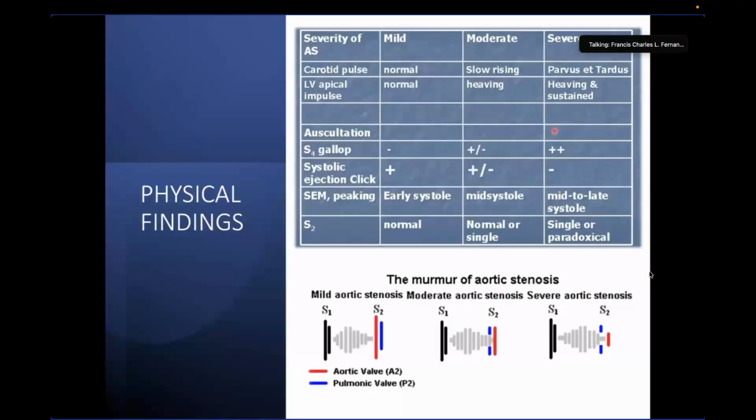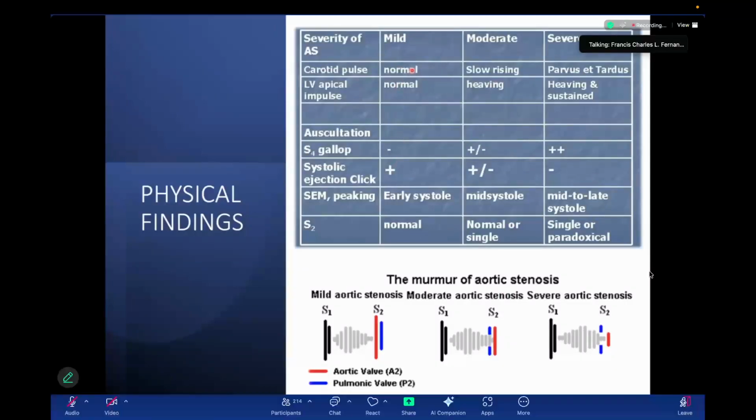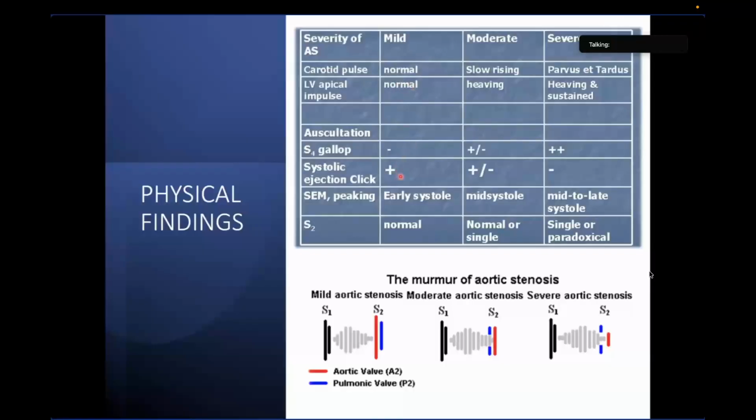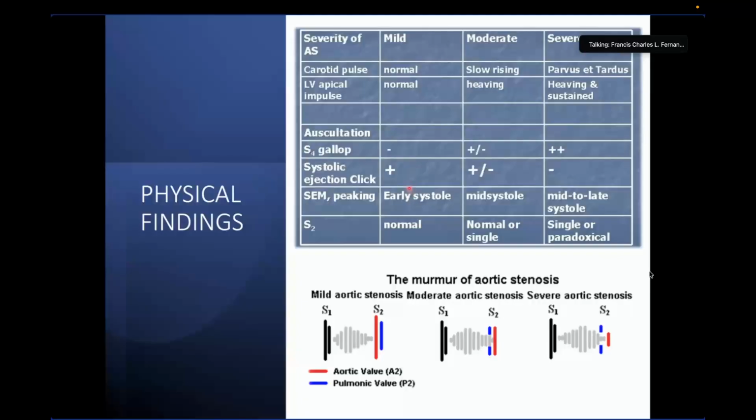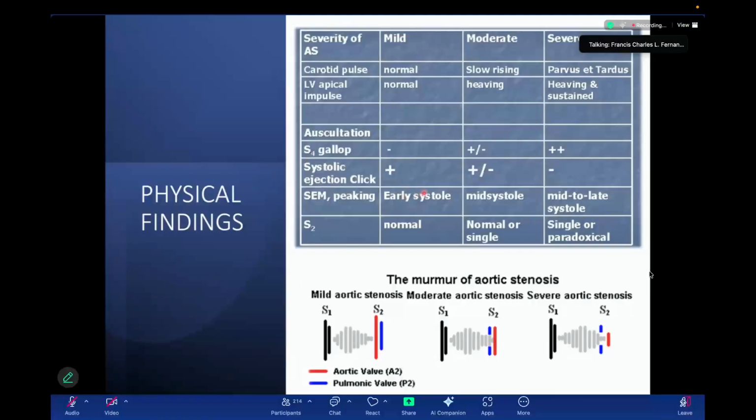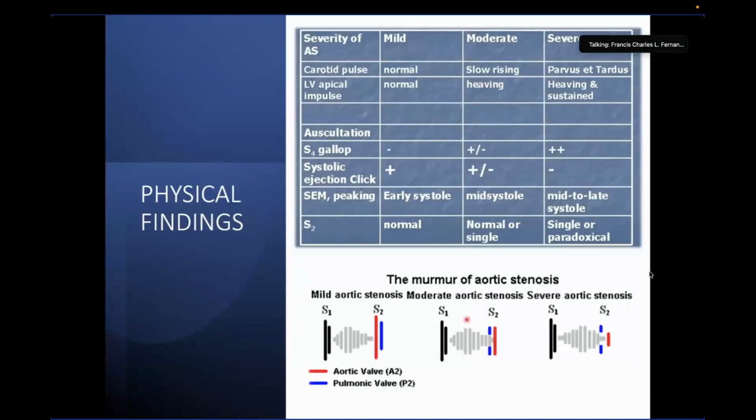So again, this is just our review. For mild, you don't have the carotid pulse change, you have no LV apical pulse change. You may have the systolic ejection click in early systole. So mild, or probably even just sclerosis. However, when they progress to moderate to severe, you can have the murmur here, no? There's already a slow rising and heaving LV apical impulse. That means the left ventricle is getting overworked.